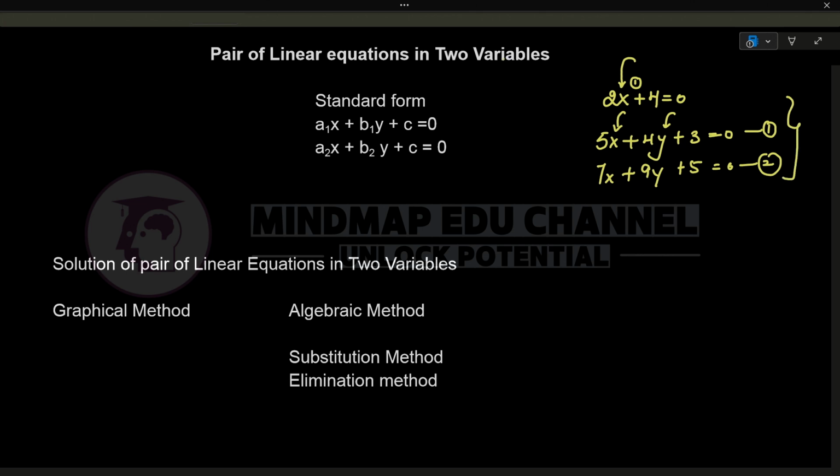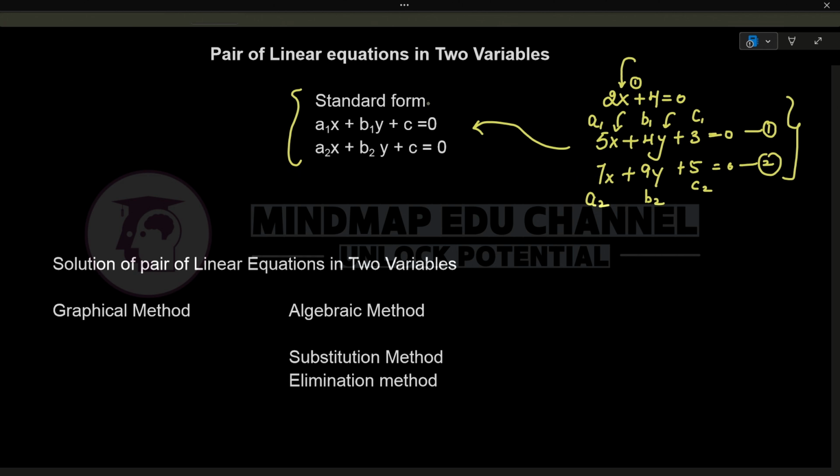This is what we are going to learn today, a pair of linear equations in two variables and how to get their solution. So if I check this, the value of a1 is 5 and the value of a2 is 7. The value of b1 is 4 and that of b2 is 9. Likewise, c1 is 3 and c2 is 5. And this is how we write the pair of linear equations in two variables in standard form.